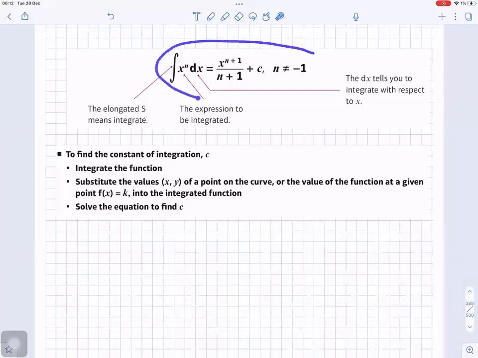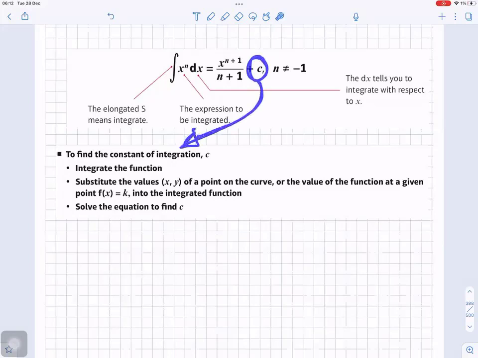This is the formula for integration. x to the n is the expression to be integrated. So what you're going to integrate, you put it there. This elongated s means integrate. When you integrate, you add 1 to the power and you divide by that new power. So you had n plus 1, and you divide by n plus 1. And then you add c, the constant of integration. And we need to find c after we integrate.